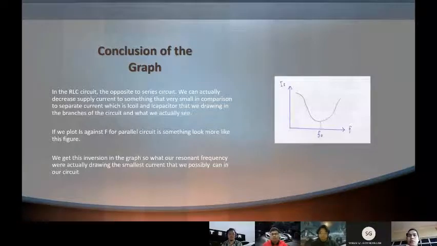For the conclusion of the graph, in the parallel RLC circuit, as opposed to the series circuit, we can decrease the supply current to something very small in comparison to the separate currents, which are I coil and I capacitor, circulating in the branches of the circuit. If we plot IS against F for a parallel circuit, it looks more like this figure, and we get this inversion in the graph. At the resonant frequency, we are drawing the smallest current that we possibly can in our circuit.